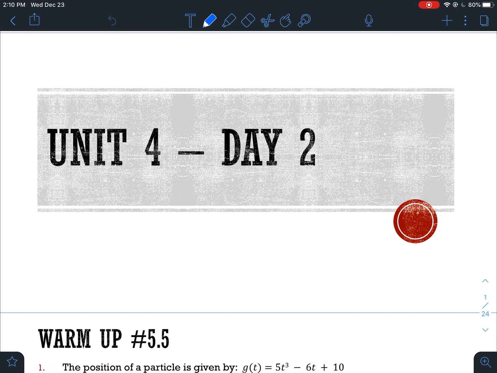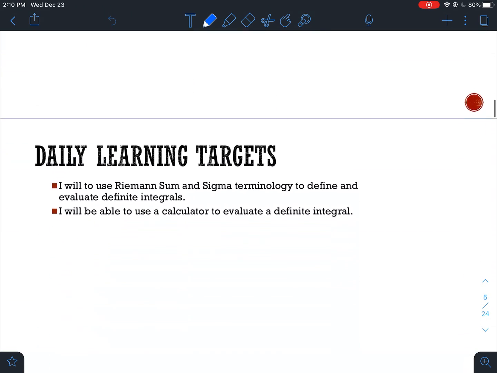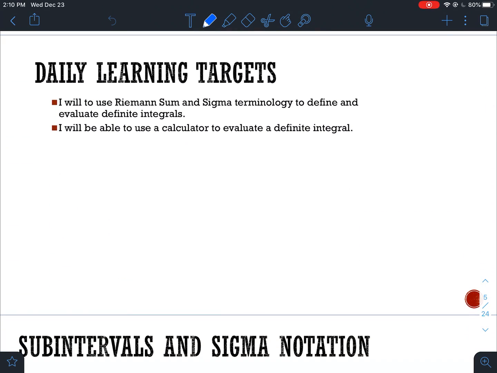These are your notes for Unit 4, Day 2 of Calculus. If you would like to see the completed warm-up, the review question, or any homework questions we covered in class today, just look at the finished notes.